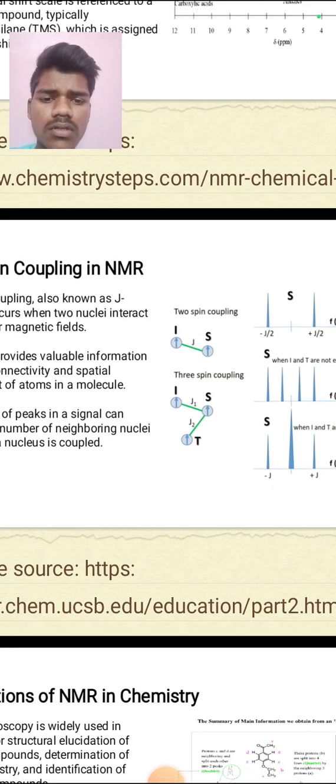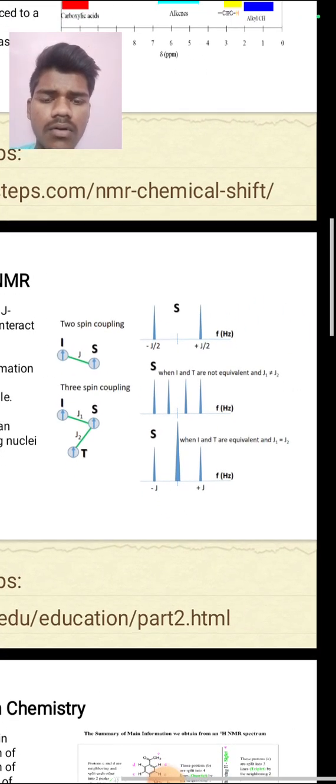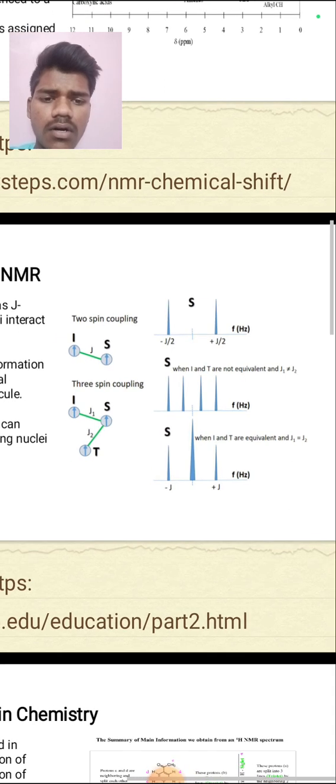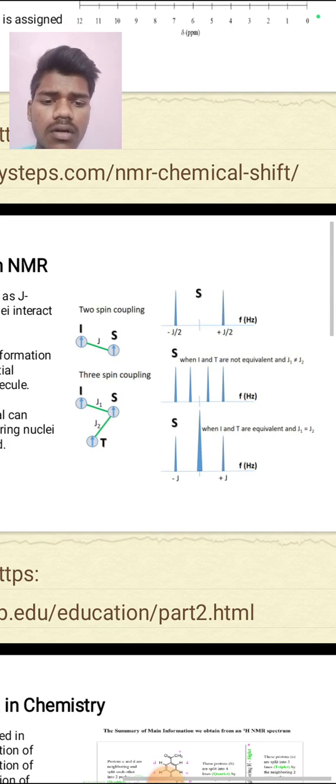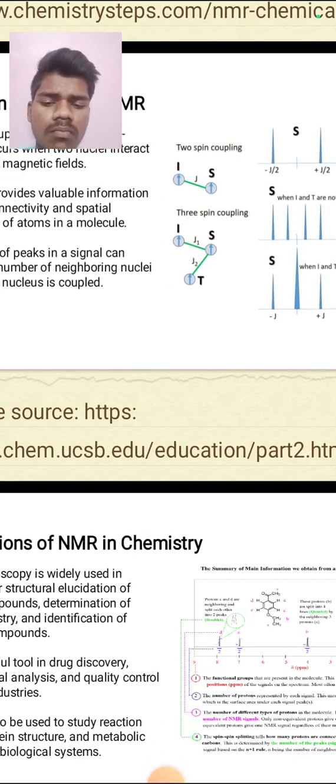Two spin coupling, three spin coupling. When I and T are not equivalent, J1 is not equal to J2. When I and T are equivalent, J1 is equal to J2.